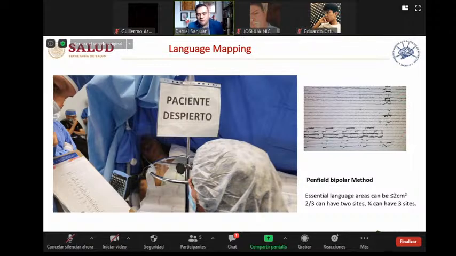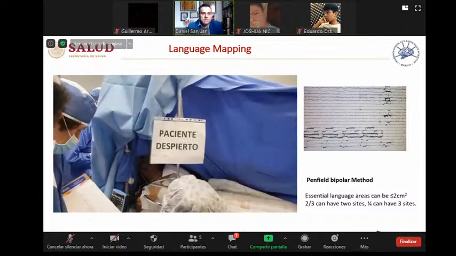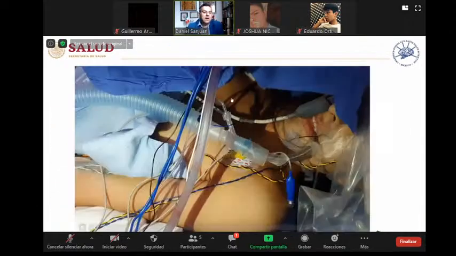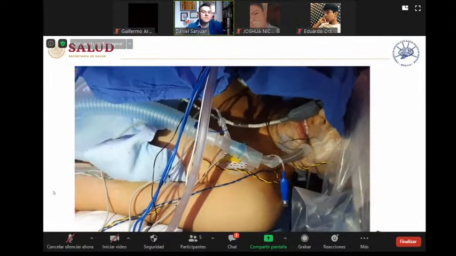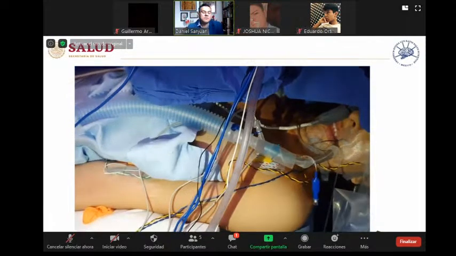And as this slide mentioned, the essential language area can be less than 2 centimeters square or have different sites. Depending on whether the patient has a different language, or depending on the lesion, because if it's a perinatal lesion and then learning after this lesion, maybe it's in another area. So also it's possible to see this kind of complication or stimulation.